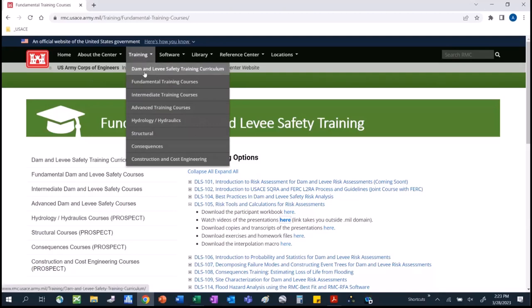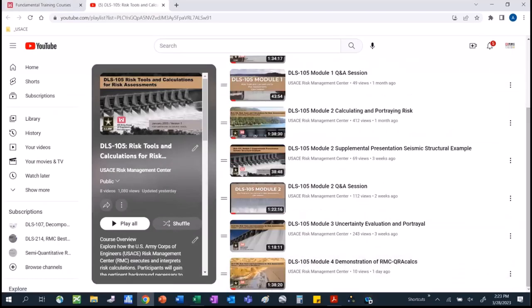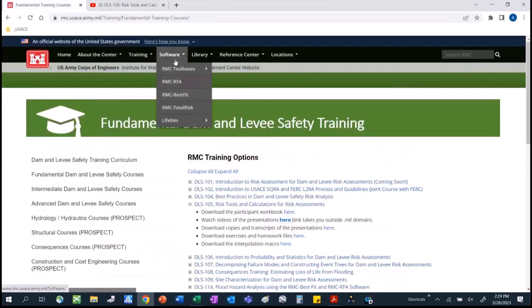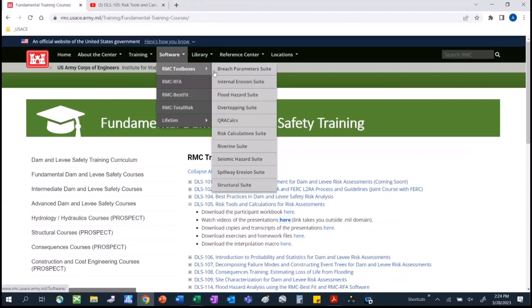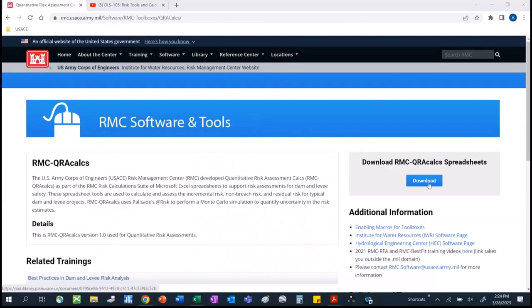Module four, the info and data should already be posted to the website now. You should be able to find the transcripts, the exercises and homework files, and the video was posted yesterday. One thing with the module four homework, we're going to need to use RMC QRA calcs to do that. To get that, you're going to go to software, under RMC toolboxes, and you'll see QRA calcs right there. Then you'll have this spot where you can download the spreadsheets. The spreadsheets are all going to be wrapped up in one zip file.